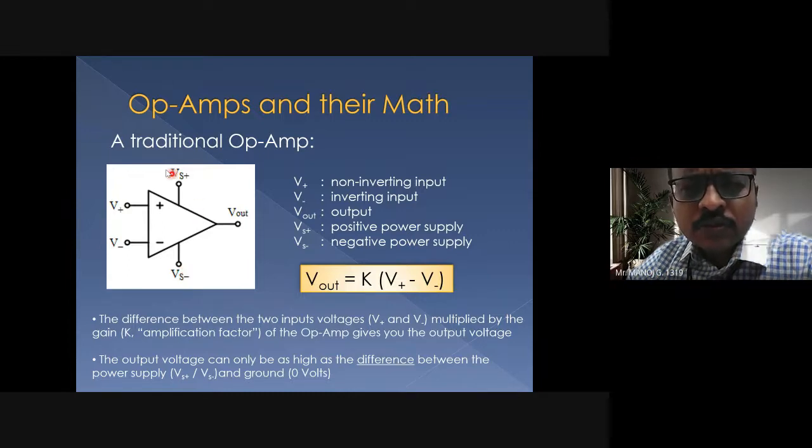So an operational amplifier is basically a differentiator, with a gain factor K. The output expression V out is given by K into (V plus minus V minus). This is the basic standard equation for an operational amplifier. All of you know it.